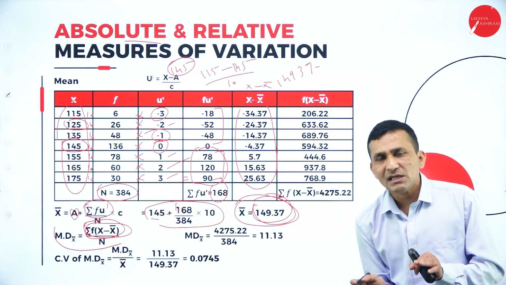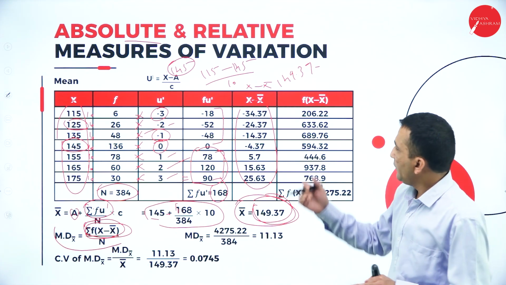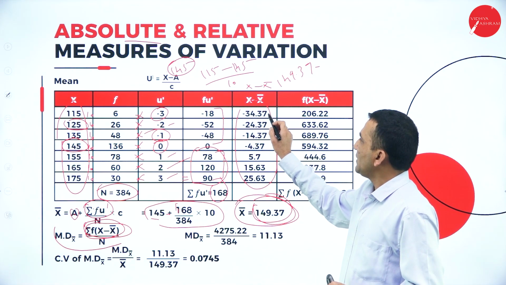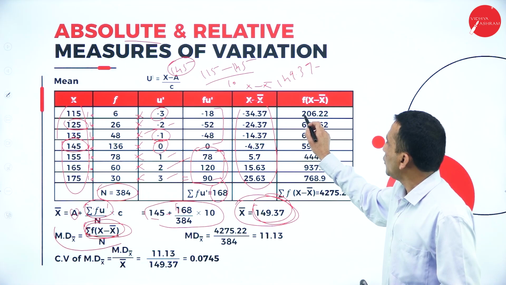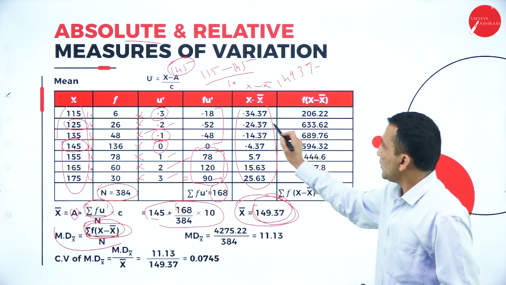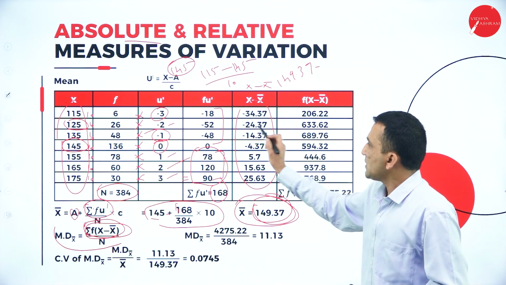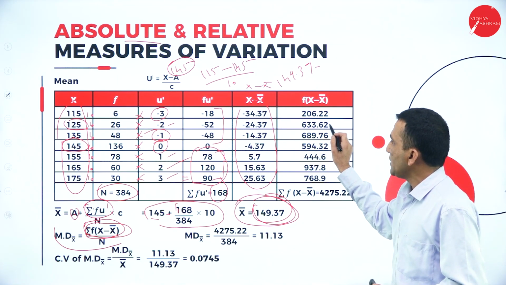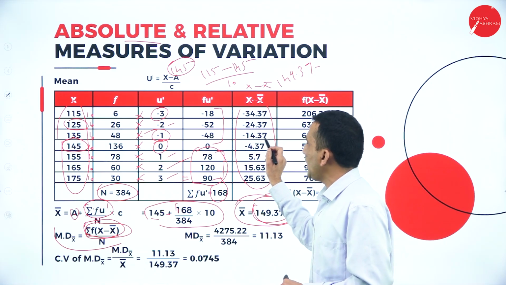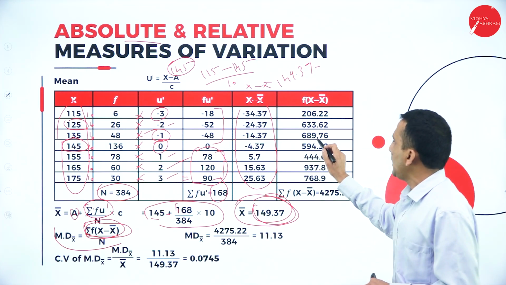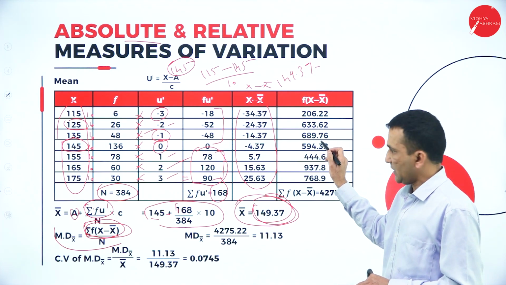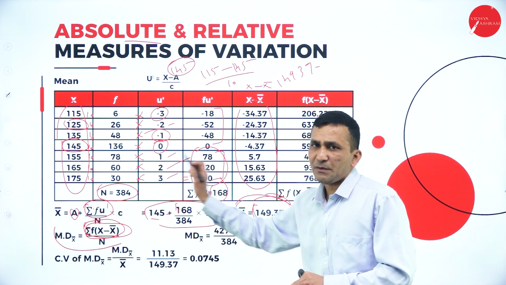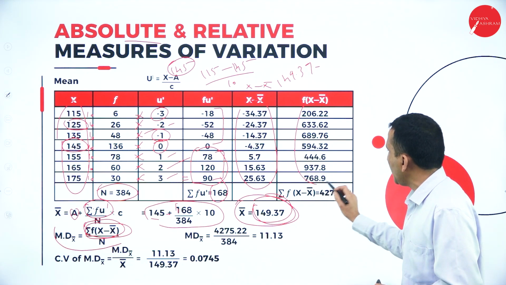If you are getting a minus sign or plus sign, we should not bother. We just want to ignore the sign here. So 34.37 into 6, multiply, I am getting 206.22. Second, 24.37 into 26, if you simplify, you are getting 633.62. Again, 14.37 into 48 frequency, multiply, 689.76. So once you cross multiply with the respective frequency, we are getting this answer.